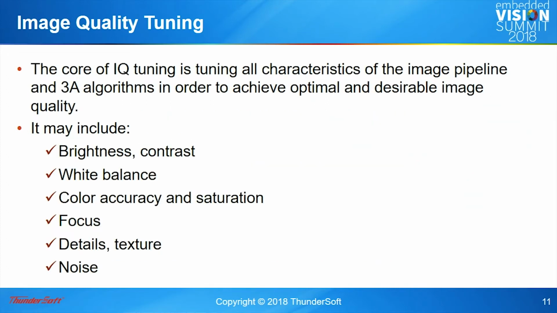So image quality tuning, what is that? In fact, the core of IQ tuning is to tune all characteristics of the image pipeline. The image pipeline is also complex. And the 3A algorithm includes AF, autofocus, AE, auto exposure, and AWB, auto white balance. It may include, for example, the typical characteristics such as brightness, contrast, white balance, color accuracy and saturation, focus, detail texture, or noise.